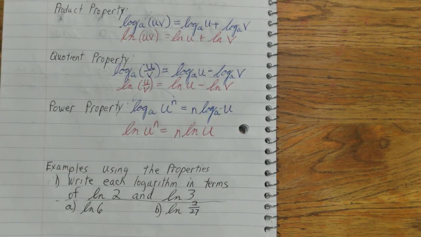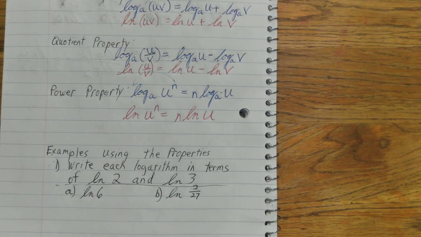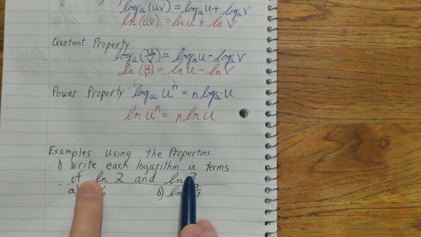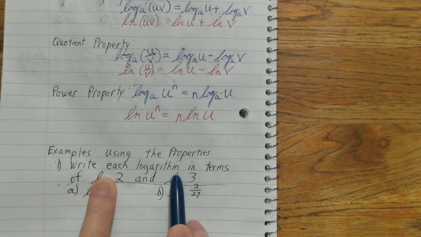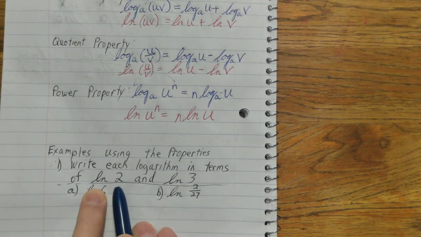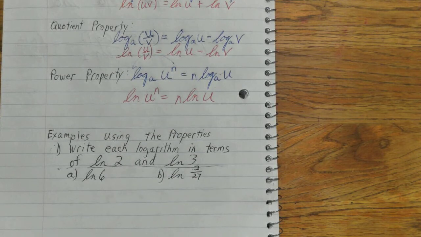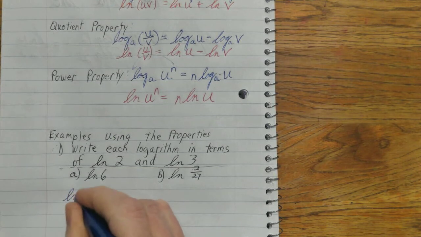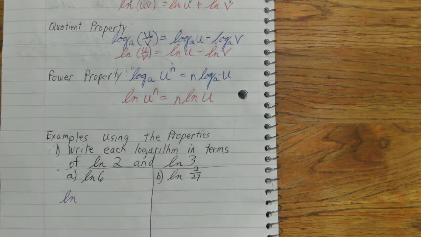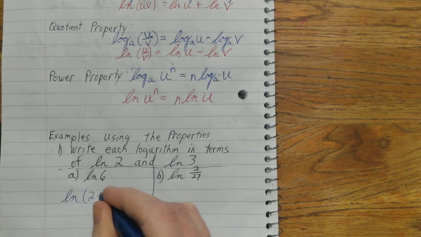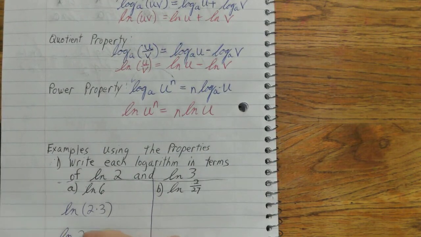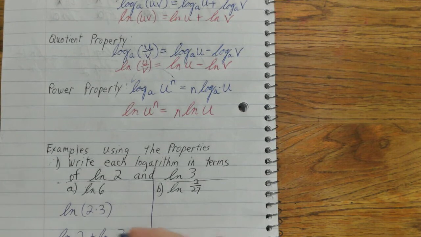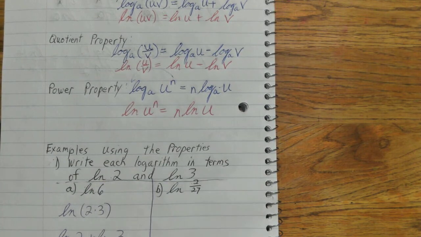Okay, now we're just going to put some of these properties into play here. The first exercise says write each logarithm in terms of the natural log of 2 and the natural log of 3. Well, on A, I write the natural log of 6, let me just split this up as 2 times 3, now that is the product property. So that's the natural log of 2 plus the natural log of 3. And that is in terms of natural log of 2 and natural log of 3.